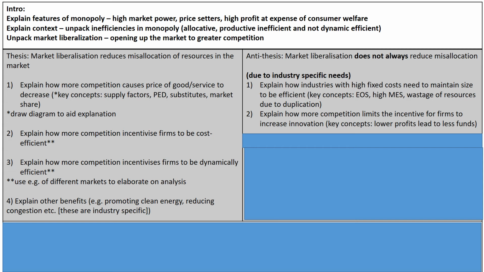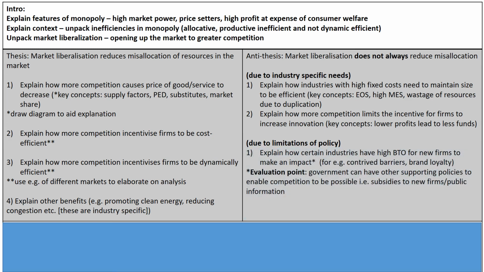So this first type of counter argument is explaining how it does not reduce misallocation of resources because certain industries just do not benefit from that. And we have talked about the first 2 points. But the second kind of antithesis could also be related to the limitations of the policy. Maybe market liberalization does not always reduce misallocation, because the policies that the government implements may have some limitations on how it reduces misallocation.